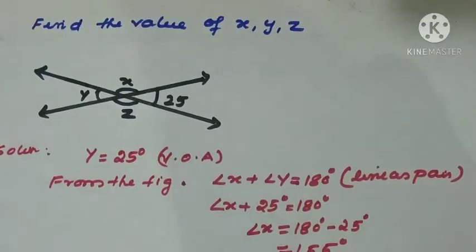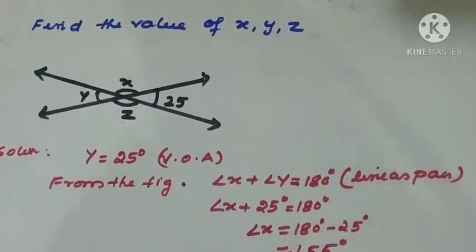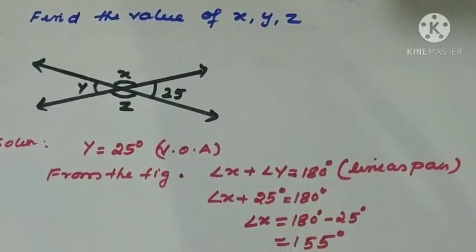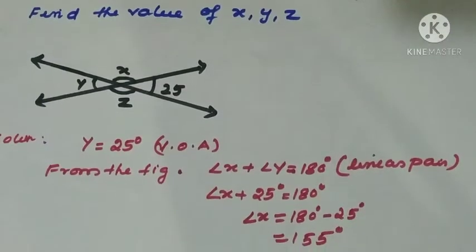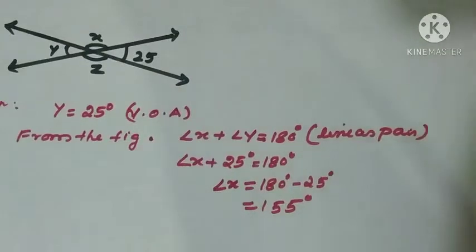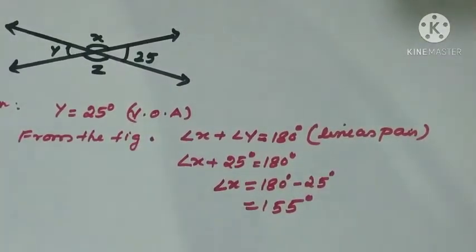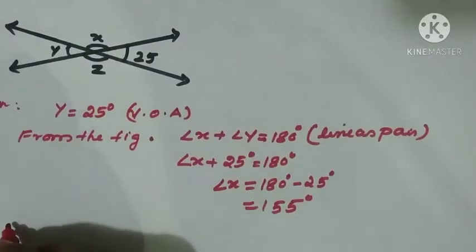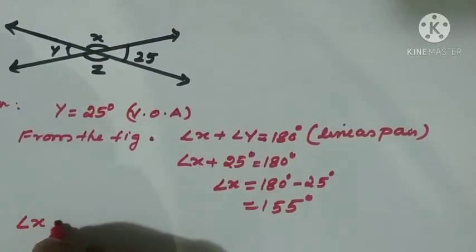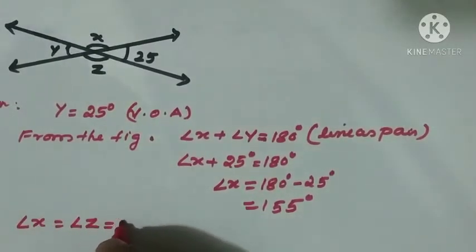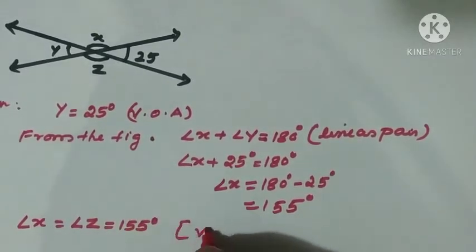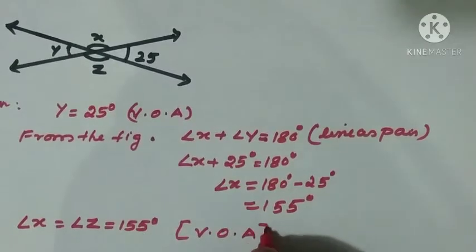So it is equal to 155 degrees. What is the value for x now? Angle x is equal to 155 degrees only. Now once again from the diagram we know that angle x and angle z are vertically opposite angles. So angle x equal to angle z equal to 155 degrees. So what is the reason we should write? Vertically opposite angles.